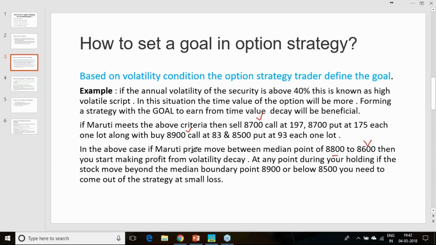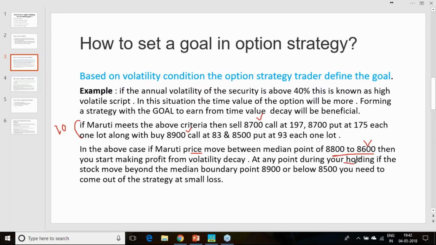So if the Maruti price moves between the median points for your period of holding, suppose you have found this particular strategy, you are going to hold for 10 days. Within these 10 days, Maruti moves between 8,800 and 8,600. So every one day past, theta will be decaying, vega will be decaying, you will be making some profit from the volatility decay and time value decay.